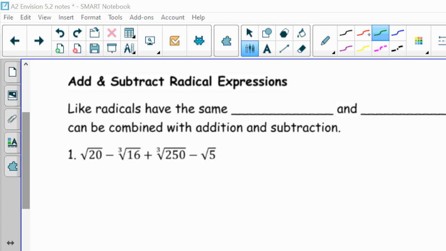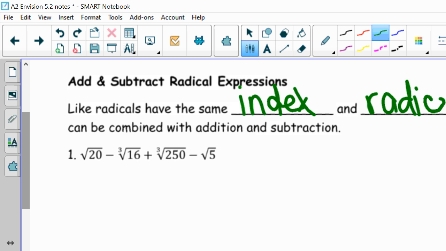Right, today in Algebra 2, we're going to finish up section 5.2. So we're going to skip to the notes in the add and subtract radical expressions part. Like radicals will have the same index and radicand. So like radicals are those that have the same index and radicand. Only like radicals can be combined with addition and subtraction.